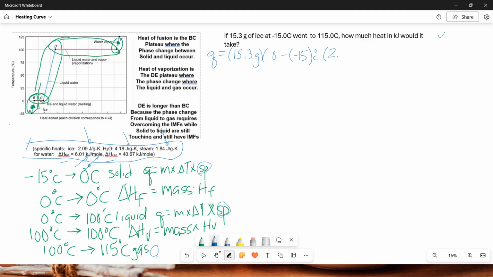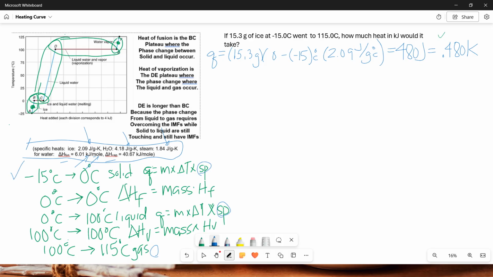which if we look down there on the bottom left, it's 2.09, and that's joules per gram degrees Celsius or degree Kelvin, it does not matter. And when we multiply through here, we are going to get 480 joules of heat. Now, I'm going to move this into kilojoules, divide that by 1,000, and it's going to be 0.480 kilojoules.